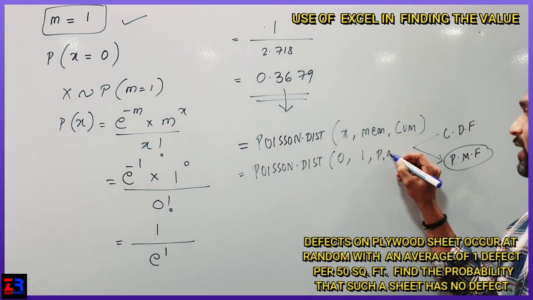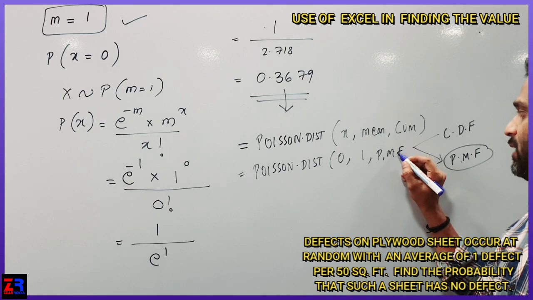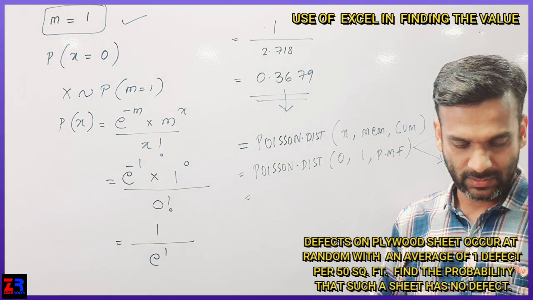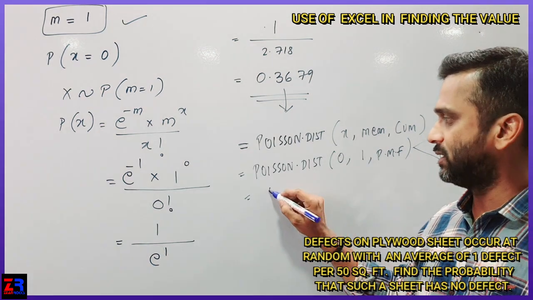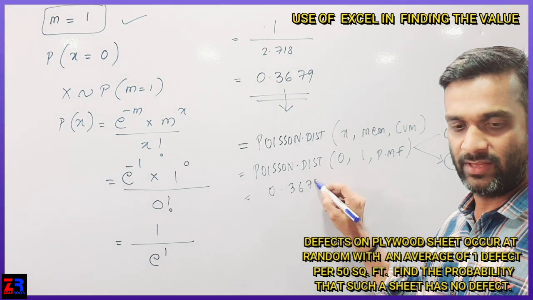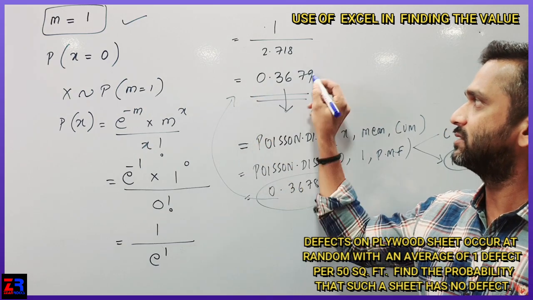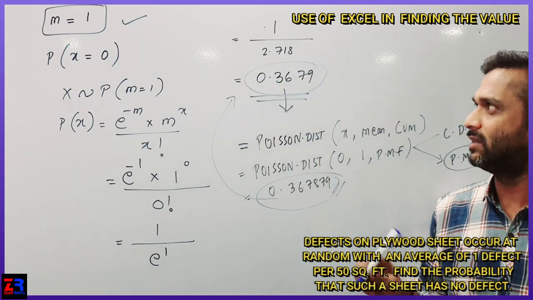So here you will choose PMF, probability mass function. Your answer will be 0.367879. So this is the same answer, 0.3679 rounded off. Okay. So we will take one more question and we will wrap up binomial and Poisson.